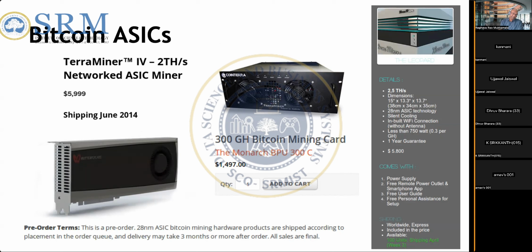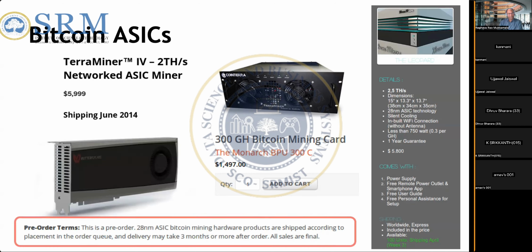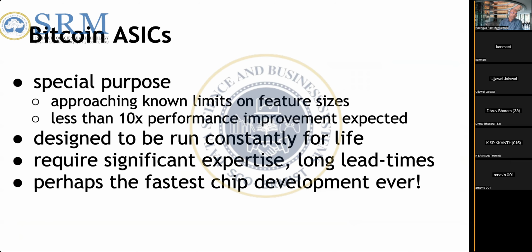Basically, it doesn't have any kind of CPU-like analytical power. It knows only one thing: it tries to compute this hash value, right? So they are specially made for these purposes. Special purpose, but they are much faster than the FPGAs and things like that.